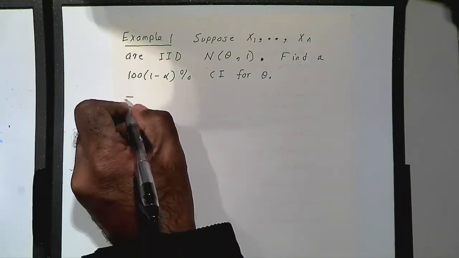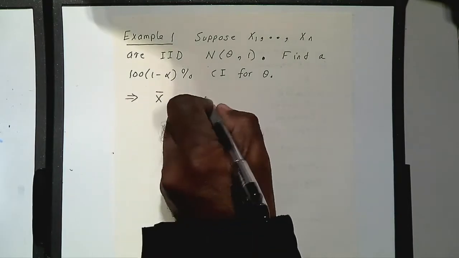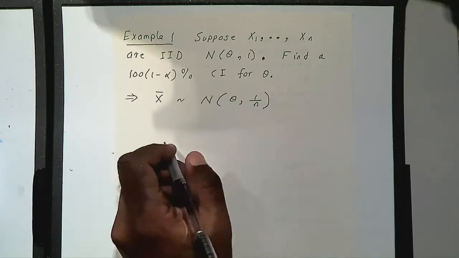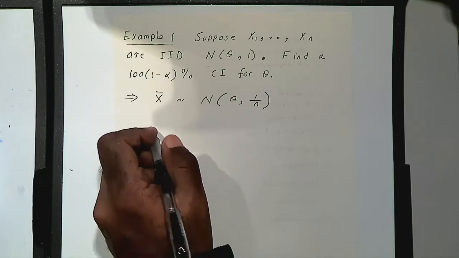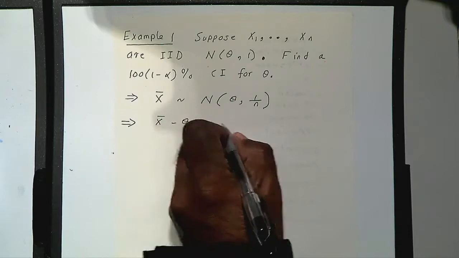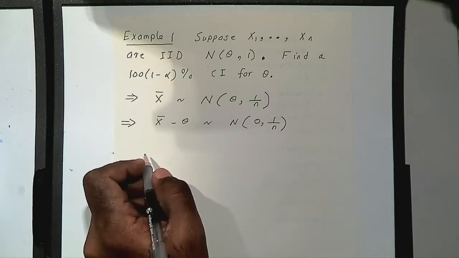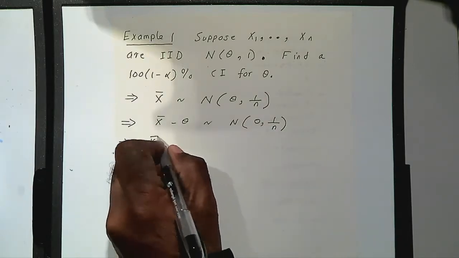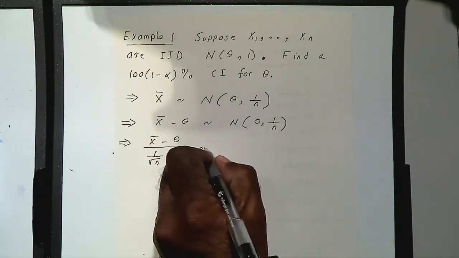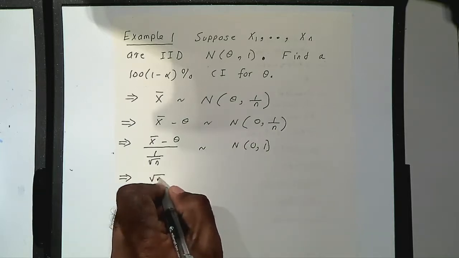The first thing you must note is that the x bar will have a normal distribution with parameters, yes, this is a formula I mentioned many times. So x bar minus theta will have a normal distribution with parameters 0 and 1 over n. Okay? So x bar minus theta divided by 1 by root of n will have the standard normal distribution. Another way of writing this is root of n.